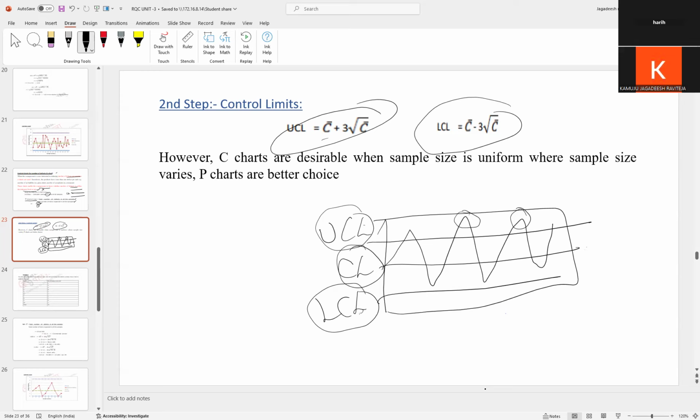Okay, did you take down the upper control limit and lower control limit? Okay, so we'll go and solve a problem.